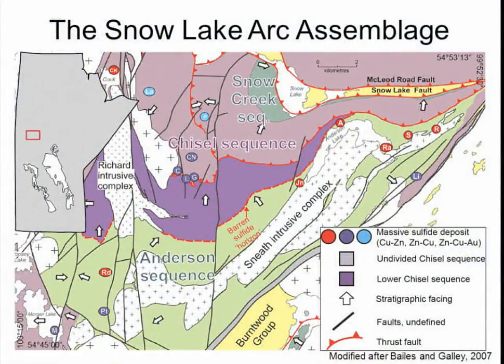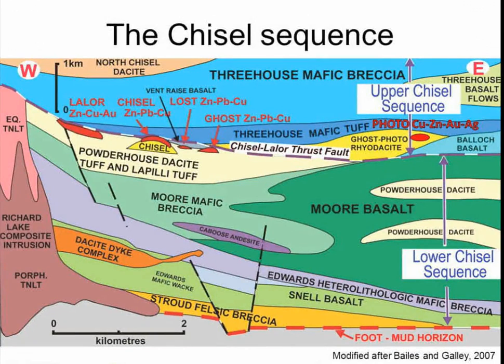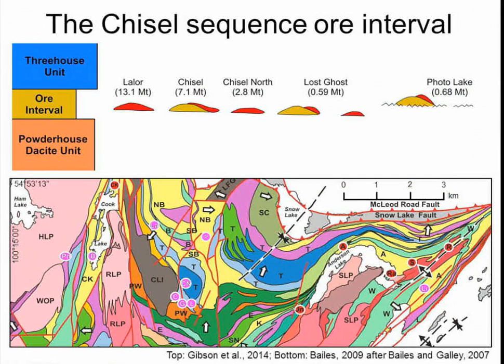So again, you're all very familiar with this diagram. Just to reiterate, I'll be focusing in on the ore interval on the Chisel sequence that Al just discussed. And once again, same diagram that you're all used to seeing, just to show the relative location of these deposits, and again, I will discuss Photolith very briefly and current thoughts on why it is where it is.